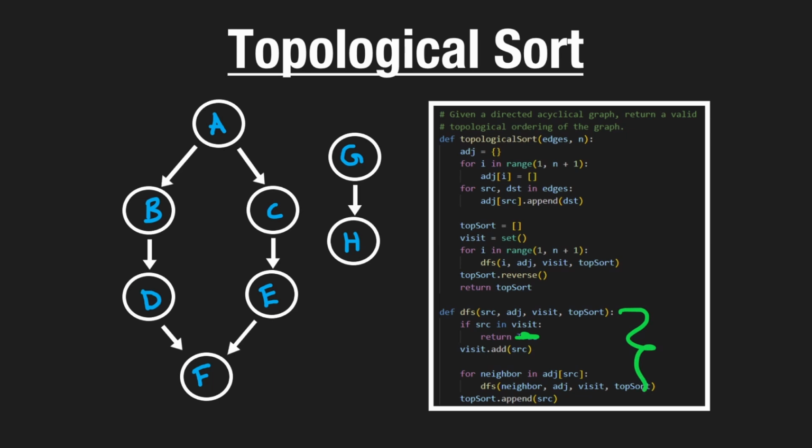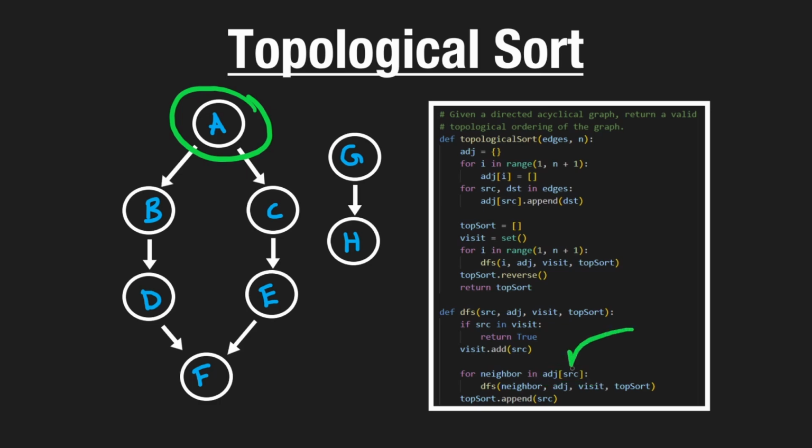Notice how this function doesn't really need to return anything, and I'll get to that in just a moment. But if we know source is not visited, we want to make sure we add it to the visit hash set so that we never run DFS on it twice. Then we're simply going to go through its neighbors. So if we were at A, we would just go through both of its neighbors.